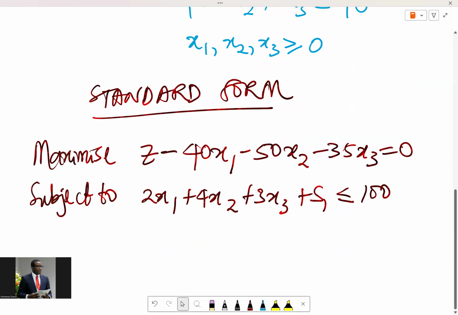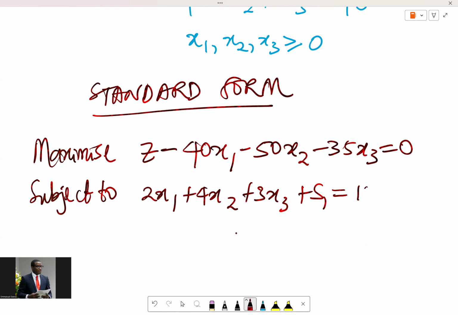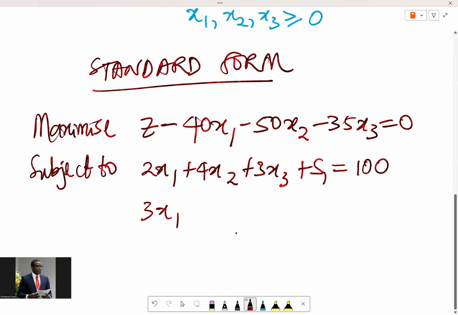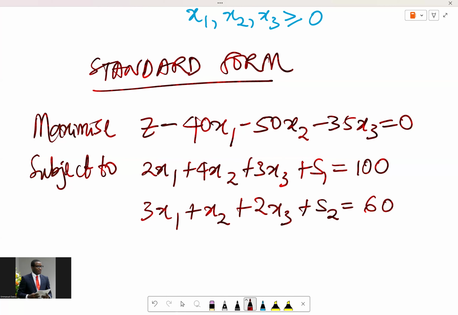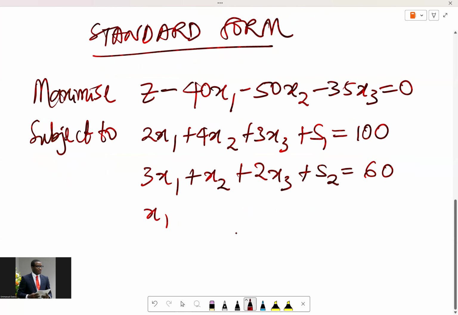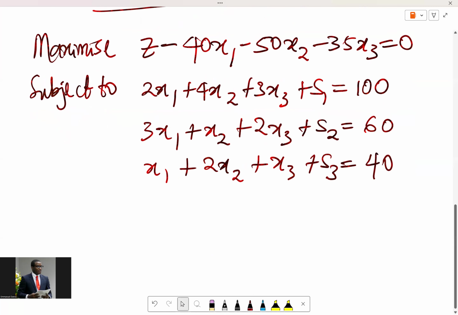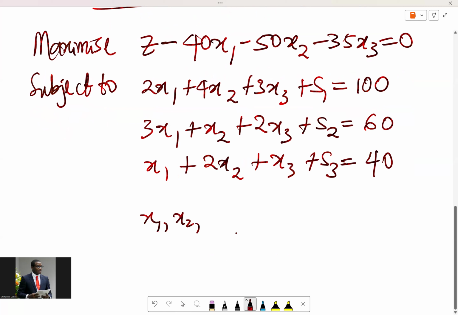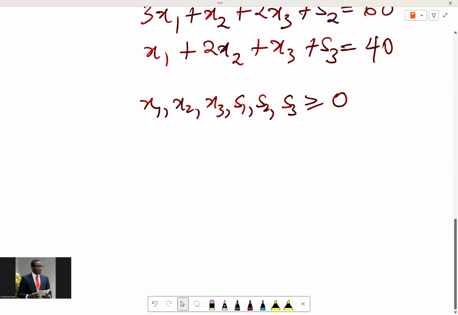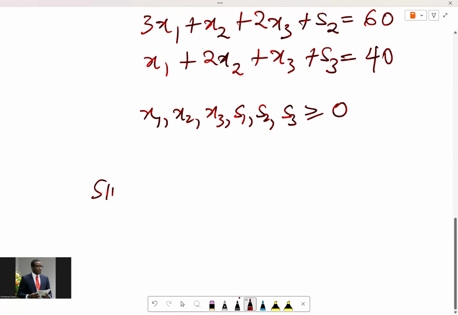No longer less than or equal to, it will be equality now. In standard form, we should have equality all the way. And this s1 will balance up the left-hand side, so we can have that equal to 100. Then we have 3x1 plus x2 plus 2x3 plus s2 is equal to 60. And then x1 plus 2x2 plus x3 plus s3 is equal to 40. The non-negativity constraint now will be x1, x2, x3, then s1, s2, s3, all greater than or equal to zero. Since that is in order, we can go for the simplex tableau. So we have a simplex tableau now.